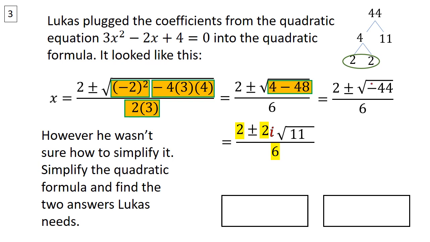Well, 2 goes into all of those, so we're going to divide all 3 of those things by 2 to see what's left. 2 divided by 2 is 1. That takes care of both the tops, and then 6 divided by 2 is 3. So that's going to give us 1 plus or minus i square root of 11 all over 3, and that's going to be my answer. Finally, we're done simplifying this, but I do have 2 boxes, not just 1.